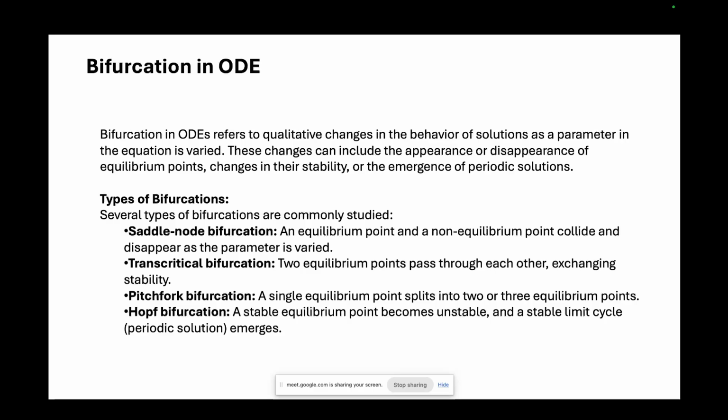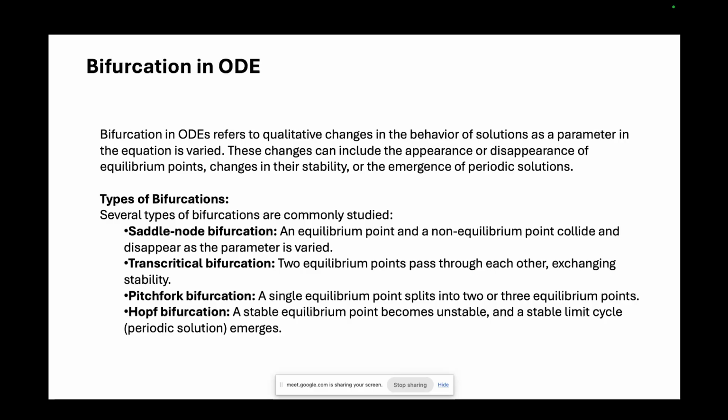Mostly these are the four types of bifurcations that are studied. One is saddle node bifurcation, where there is an equilibrium point and a non-equilibrium point. They collide and disappear as the parameter is varied. We'll look into the graphs of how each of these bifurcations looks. The next one is transcritical bifurcation, where two equilibrium points pass through each other and exchange stability. Basically one will be stable, the other will be unstable, but they'll pass through each other. Other types include pitchfork and Hopf bifurcation.